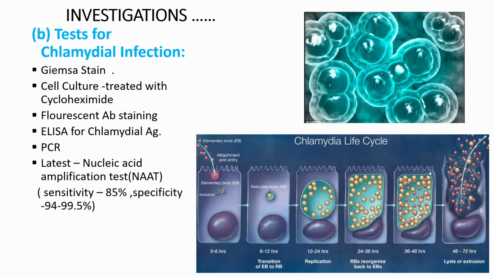So these chlamydial cells, these are the elementary body. The infective part of the chlamydia is the elementary body. They get attached to the cells, and now they convert into an inclusion. Within the inclusion, they divide to form the reticulate body, and the reticulate body will divide. Then they again convert into the elementary body over 36 to 48 hours, and around 48 to 72 hours they undergo lysis and extrusion and infect the other cells. So this is how the chlamydia infect the cells.